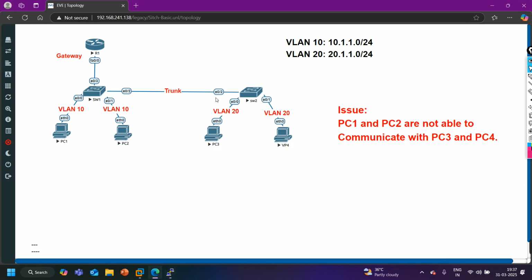So there were some issues related to VLAN trunking, native VLAN, and allowed VLAN, right? We verified the issue and then we fixed it. Okay, so like this we are troubleshooting basic issues at layer 2 switches.